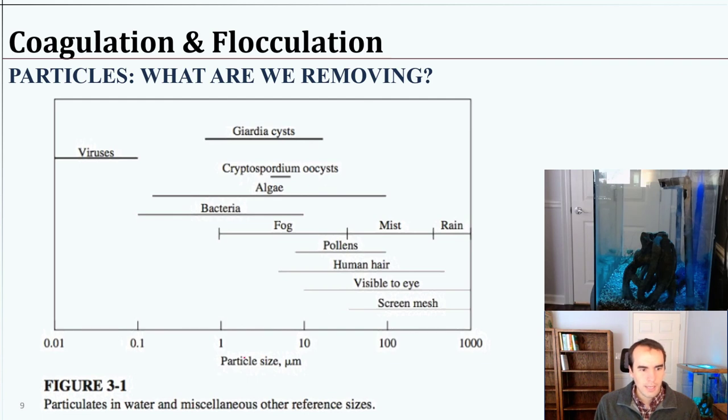So if we take a look at particle size in micrometers, 1,000 micrometers, first of all, is 1 meter. So this category of rain goes up to 1 meter. Obviously, you don't have 1 meter rain droplets. But the point here is that maybe you have rain droplets that are very large, and you could see it's some portion of a meter, maybe 0.1 meter or something.